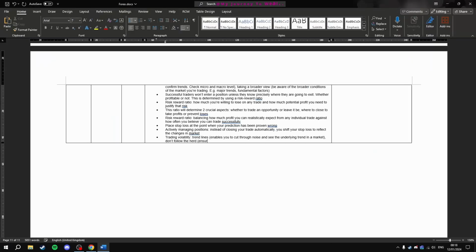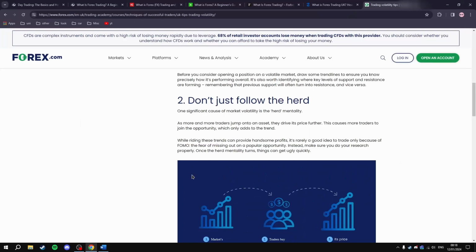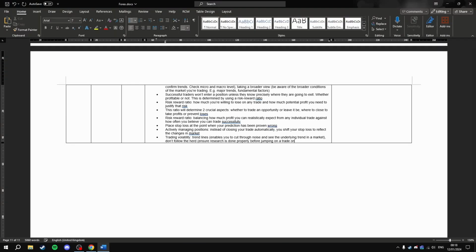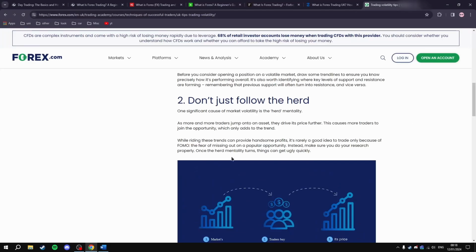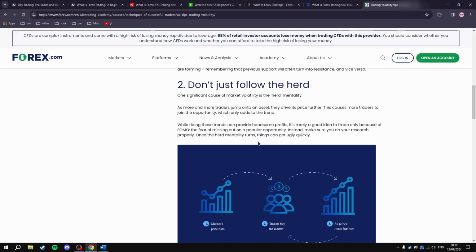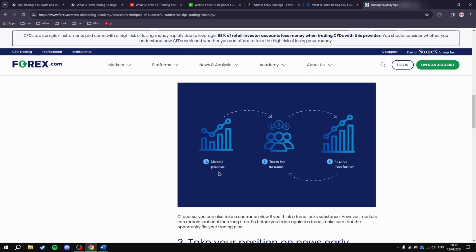Ensure you're not jumping on a train only because of fear of missing out. Market price rises, traders buy the market. Its price rises further, traders buy, and it goes on like that.